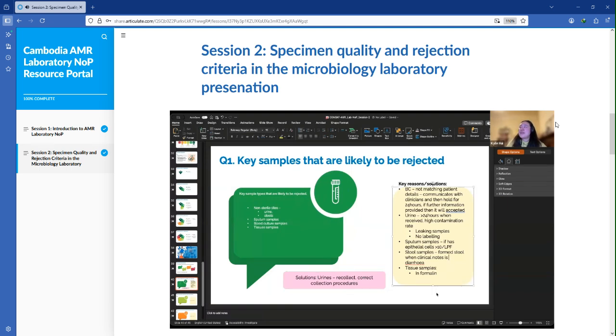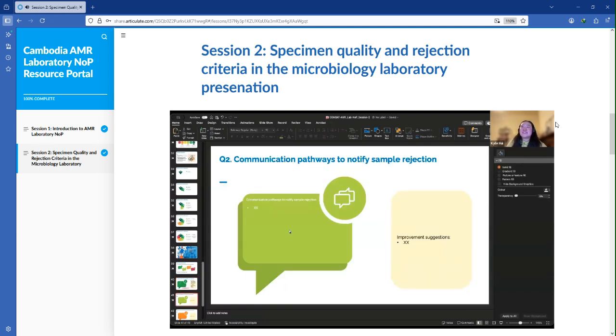Okay, so the next question is, are there any communication pathways to notify sample rejection? How are we telling our collectors that something is being rejected? I've heard across some of the groups that we do phone calls. How else are we communicating some of these rejections? It's free for anyone, anyone can speak.